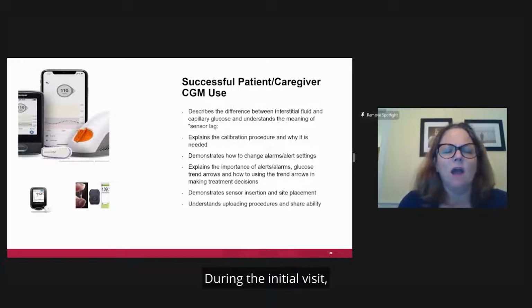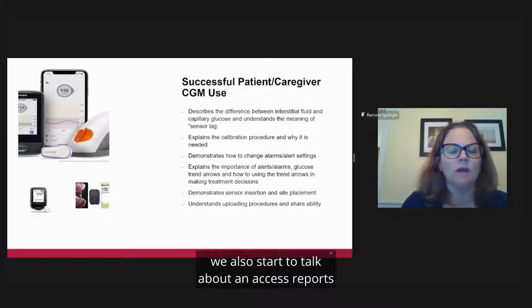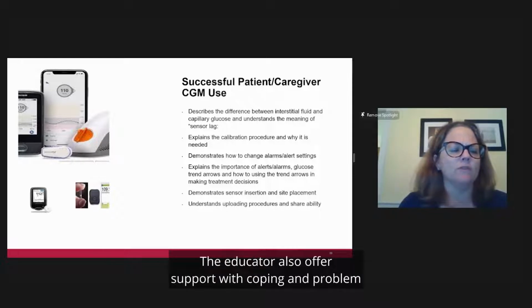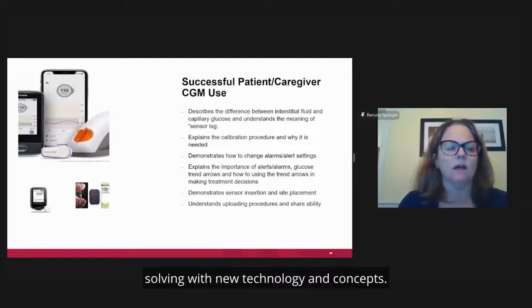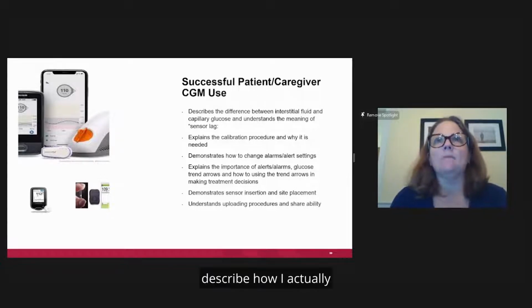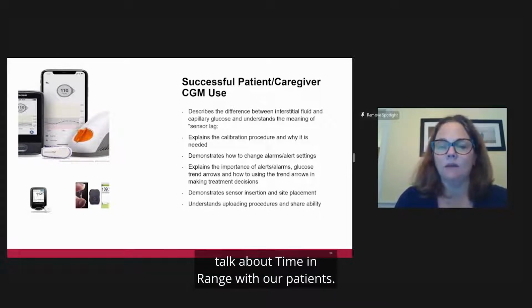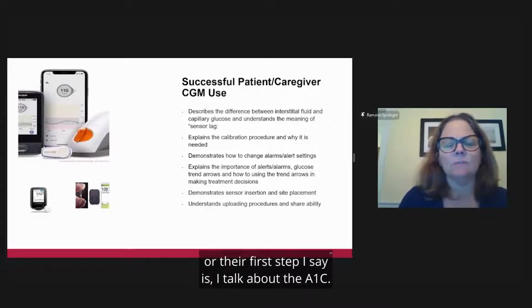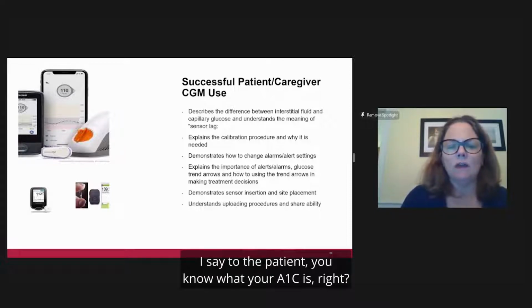During the initial visit, we also start to talk about and access reports and introduce time in range. The educator also offers support with coping and problem solving with new technology and concepts. I was asked to describe how I actually talk about time in range with our patients, and the first step I take is to talk about the A1C. I say to the patient, you know what your A1C is, right?